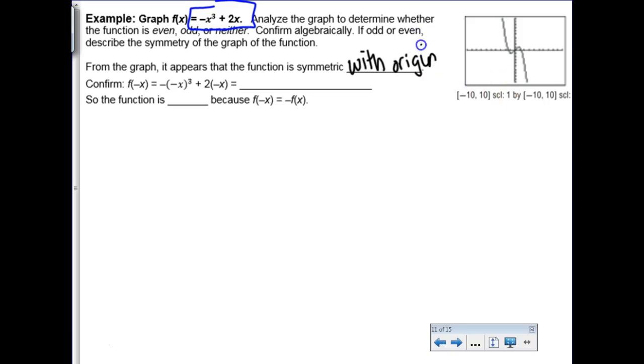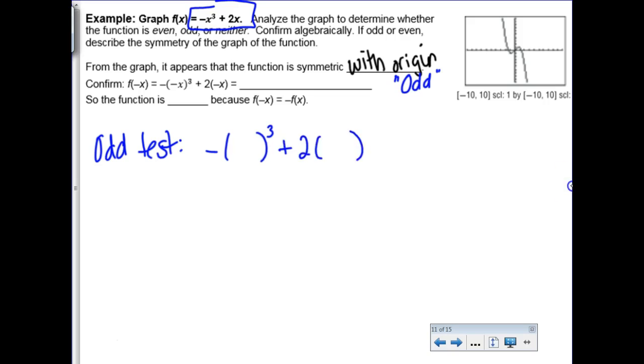And they've kind of already done this for you. So symmetry with the origin, another way to say that is that the function is odd. So here's how you do the odd test. And it's already done for you. I'm just going to write it again here. You take your function. You write the skeleton of it. But instead of an x, you're going to replace all the x's with negative x. So that's what they did right here. And now your job is to simplify that.